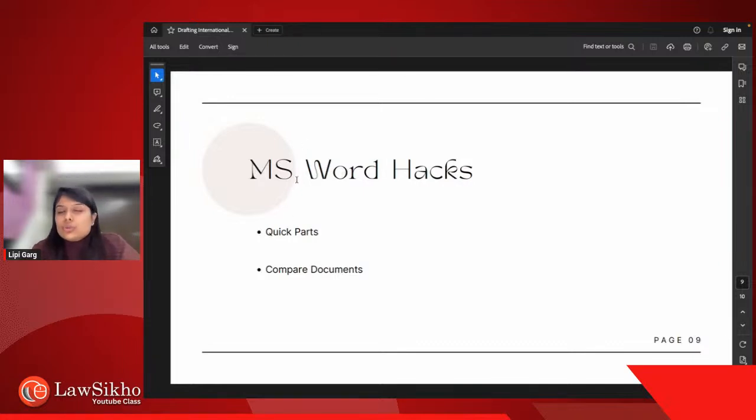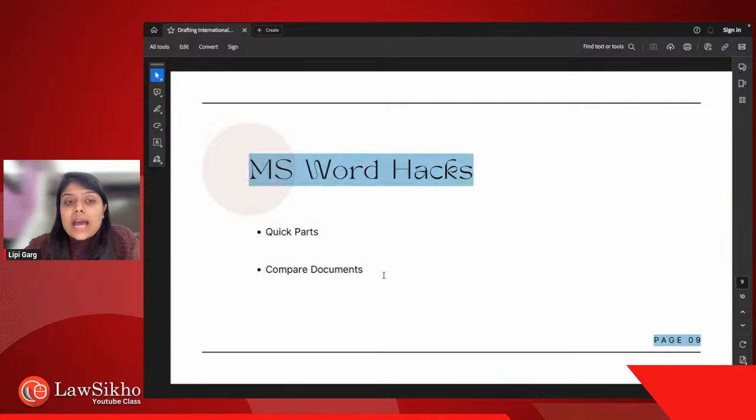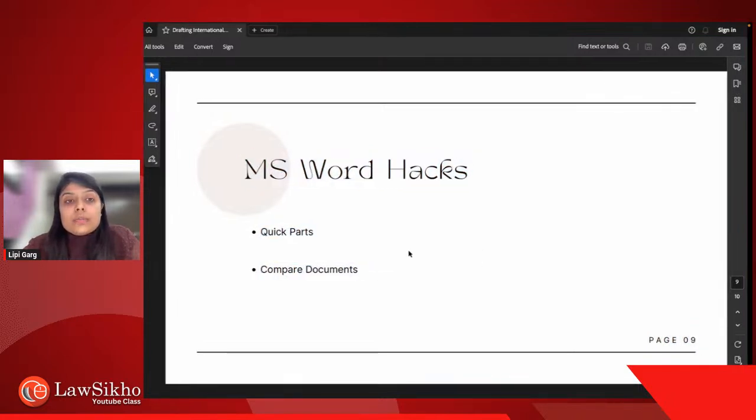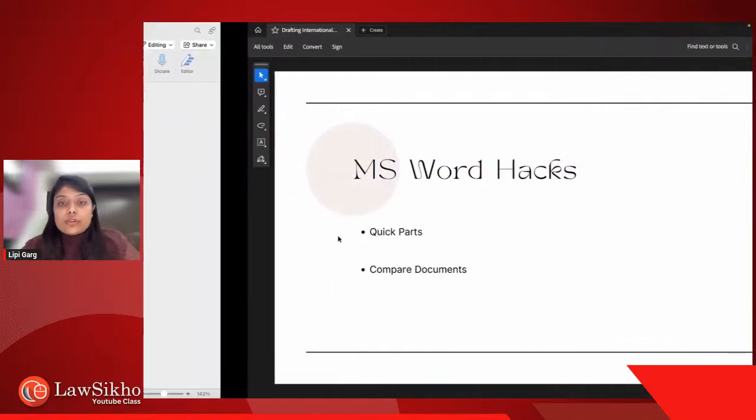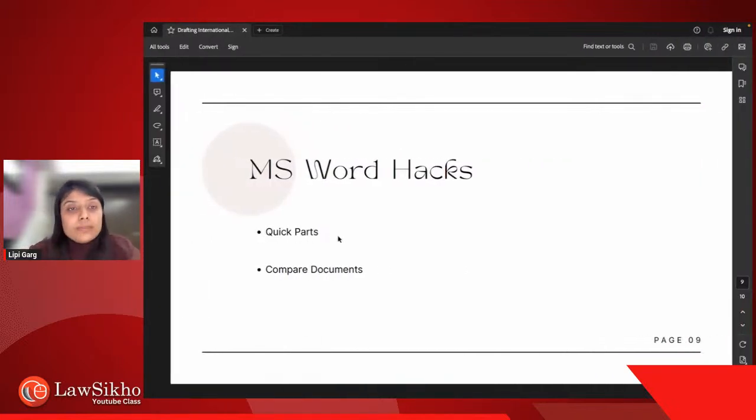So I usually post about MS Word hacks that I come across every now and then on my LinkedIn profile. But I would want to show you two MS Word hacks that can be useful for you every day. Right. So let me tell you about quick parts first. Let me give you some background for quick parts first.